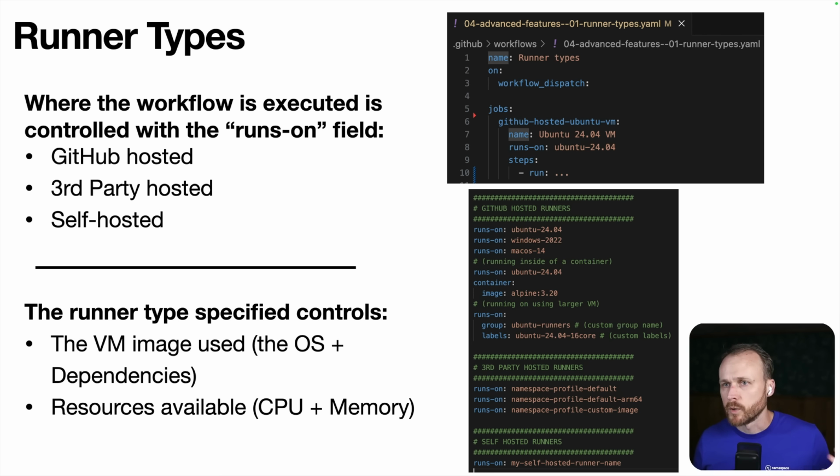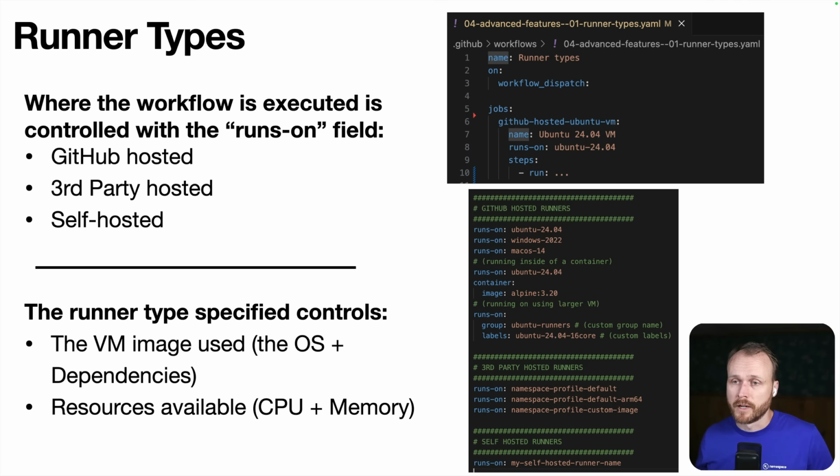Now, when I was describing the most basic Hello World workflow, we still utilized the runs-on field to specify what type of runner, but now we can look at the different types that are available. There's GitHub hosted runners. These are things like Ubuntu 24.04, Windows and Mac OS runners from GitHub.